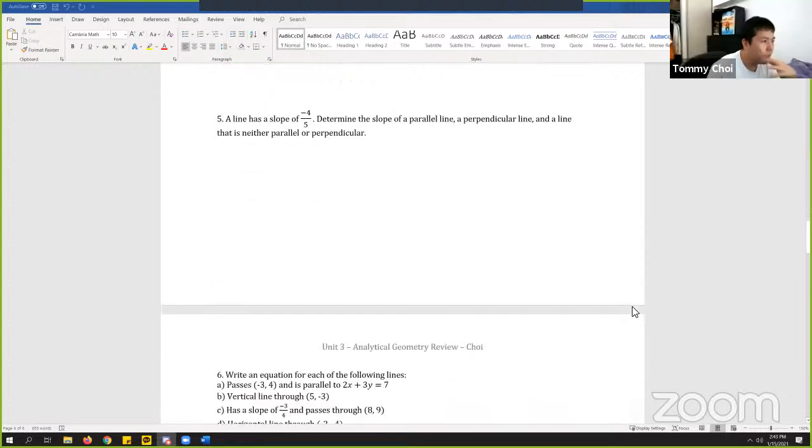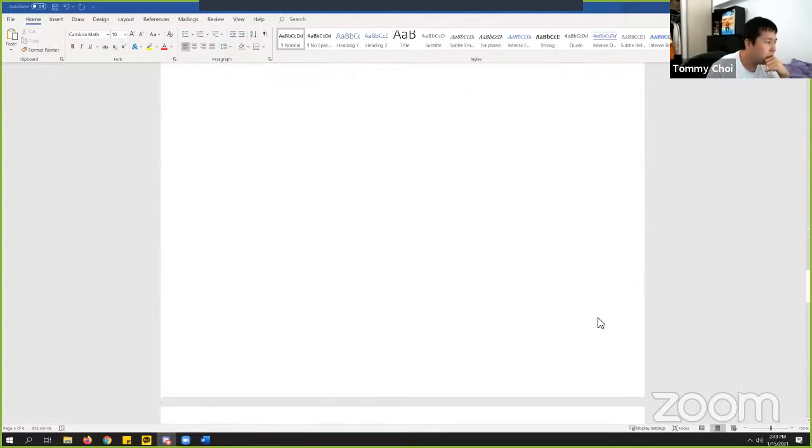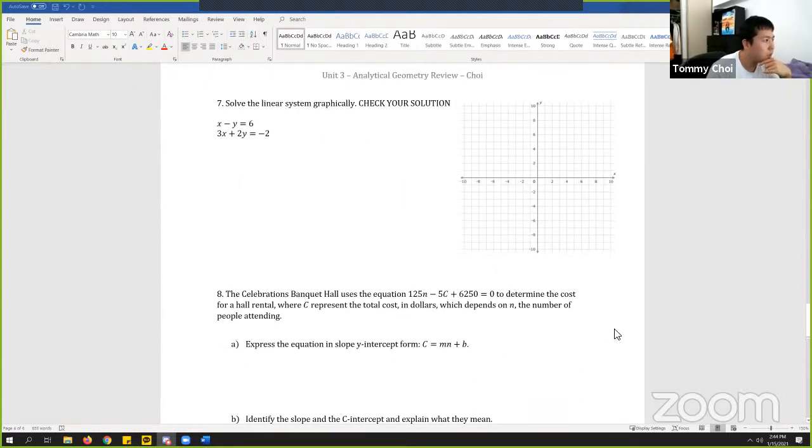So, question number 5, it gives you a slope, and all it asks is, if this is your slope for your first line, can you give me a slope for a second line that would make it parallel, a slope for a perpendicular line, a slope for something that's neither parallel nor perpendicular, right? And then we talked about number 6. Number 7, solving a linear system graphically, which is what we just did. And it says to check your solution. So can you verify your answer?